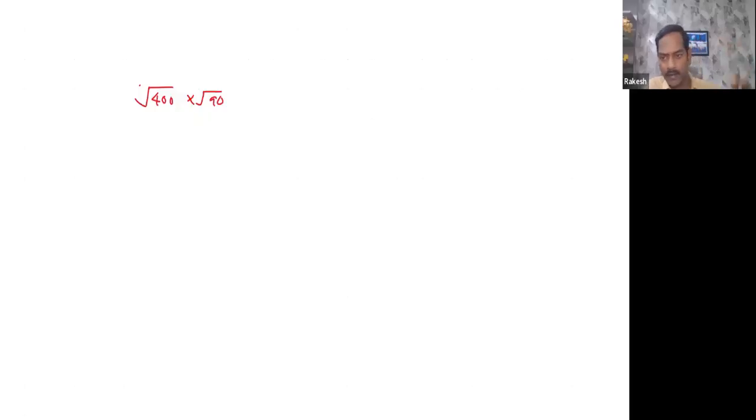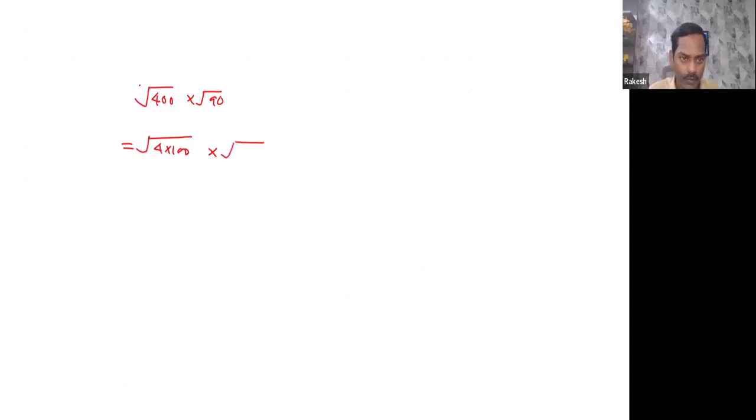Of course, by prime factorization you can do it, but we have to do it quickly. So what we should be doing is looking for a perfect square that becomes a factor of it. Clearly, this is 400. Both 4 and 100 are perfect squares. So can I write this as 4 into 100? Similarly, 9 is also a perfect square. So I can write it as 9 into 10.